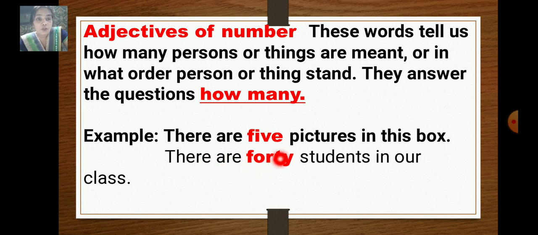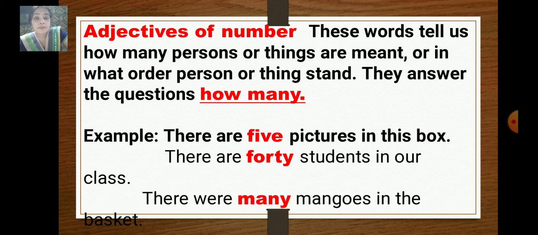There are 40 students in our class. So the word 40. How many students? 40 students. So it is an adjective of number. There were many mangoes in the basket. So how many mangoes? Many mangoes. So it refers to the adjectives of number. Also we can say we have 10 fingers. So which is the adjective? 10. And what kind of adjective? 10 is the number. So adjective of number.